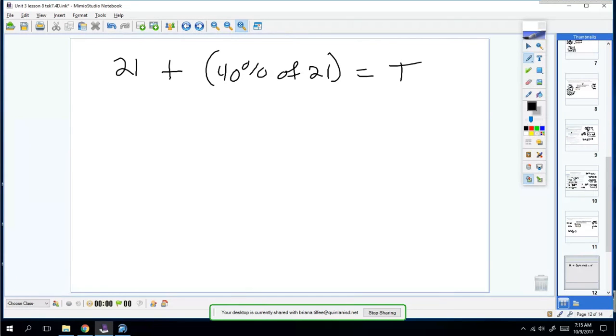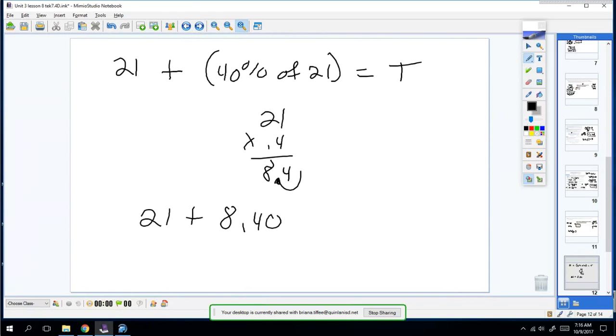So we're going to do 40% of 21, which is just 21 times 0.4. So she has an 8.4 markup. So she's going to do $21 plus an $8.40 markup, which gives her a new total of $29.40. And that'll be her new price. Okay, so then you can move on to your homework.